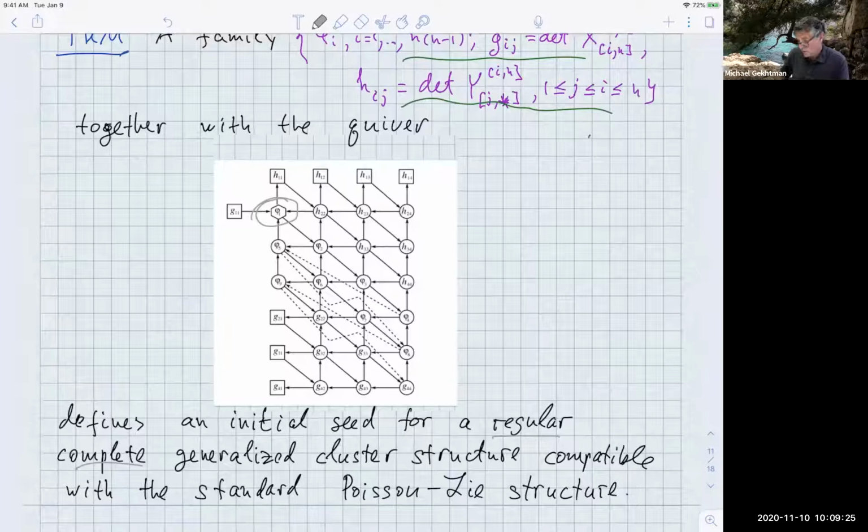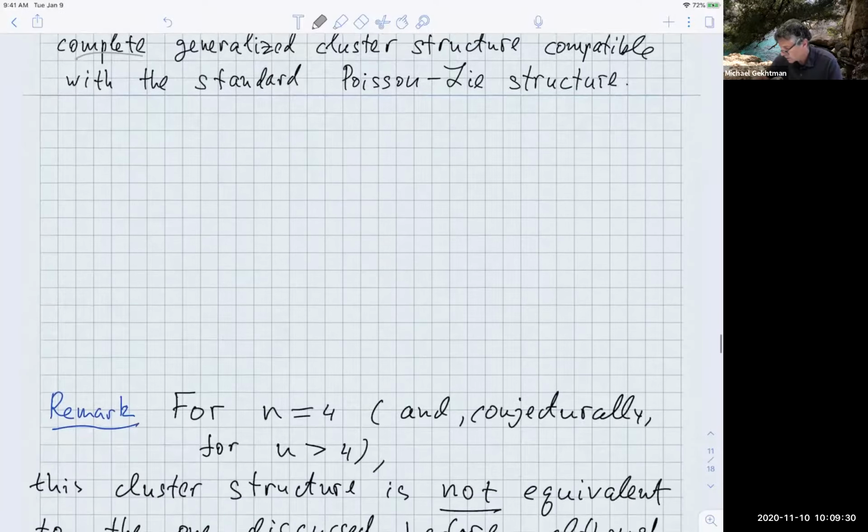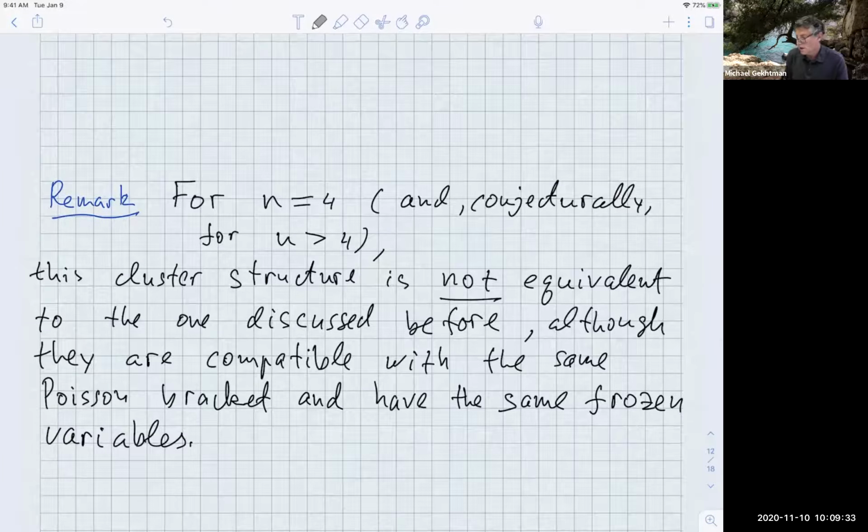All right. So it's a different initial seed than the one I described before, so maybe I should make a few remarks. First of all, for n equals 4 already, and conjecturally for any n, we proved that this cluster structure is actually not equivalent to the ones that we discussed before. This is an interesting example. They are compatible with the same Poisson bracket and have the same frozen variables, but for n equals 4 there is no cluster transformation where you can start mutating the initial cluster for one and get into the initial cluster for the other.